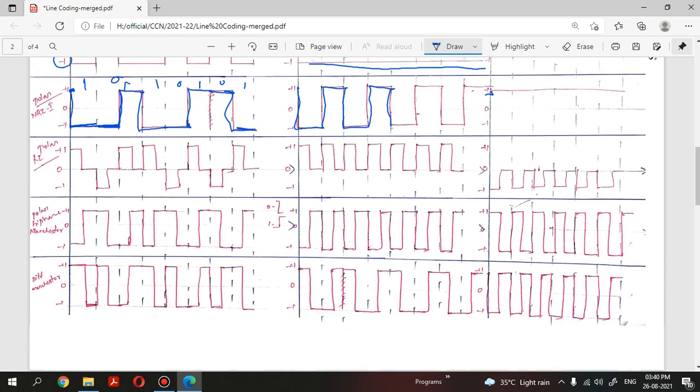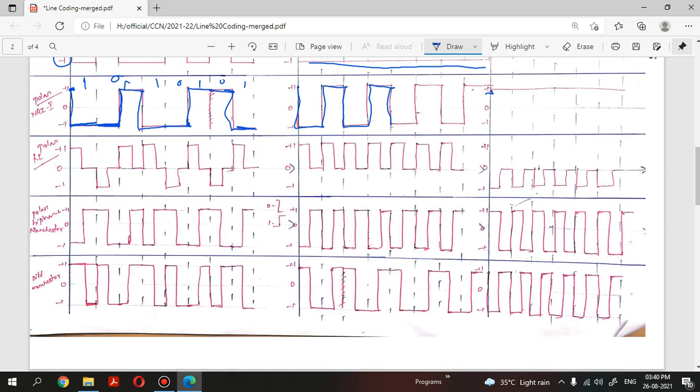Next one, the polar RZ mechanism, right? In the polar RZ mechanism, this is a different mechanism compared to the rest of the schemes. Here the data transmission is taking place during the signal element, right?